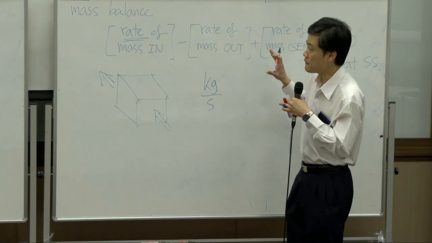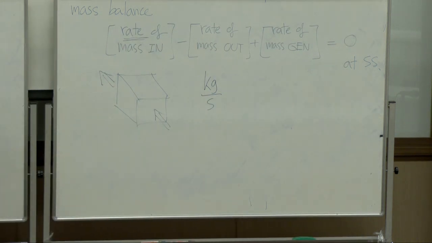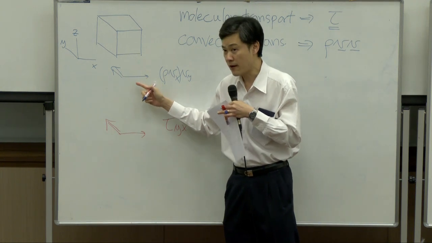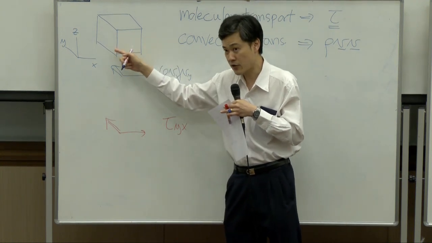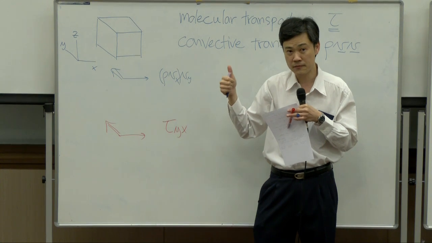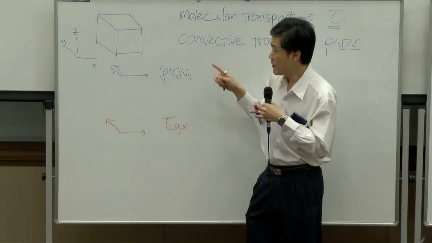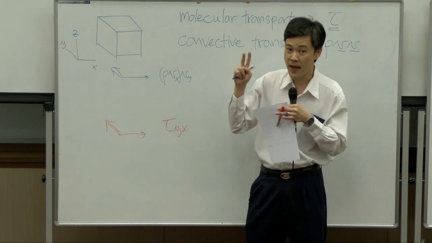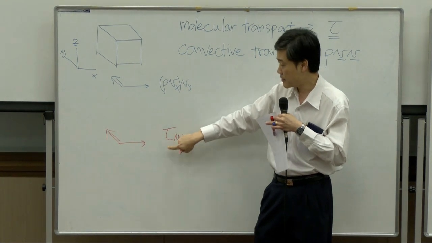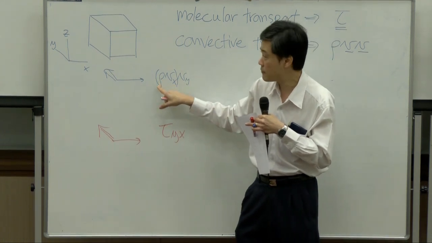Same thing. If I want to write down the equation for momentum balance, my system here receives momentum. Right now, momentum is transferred into the system in the y direction. And therefore, the whole system is supposed to have an increase in momentum. Okay? In this picture, you should see that there are two ways to transfer momentum into my system: by means of convective transport and by means of molecular transport. Both of them transfer momentum into the system.